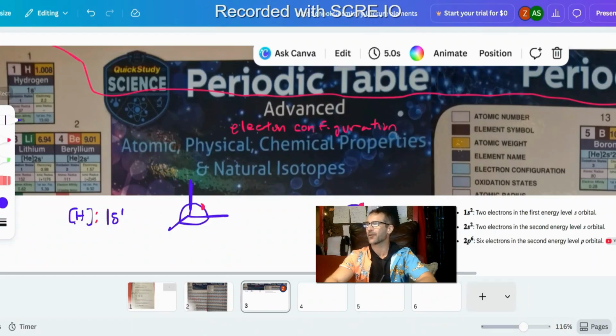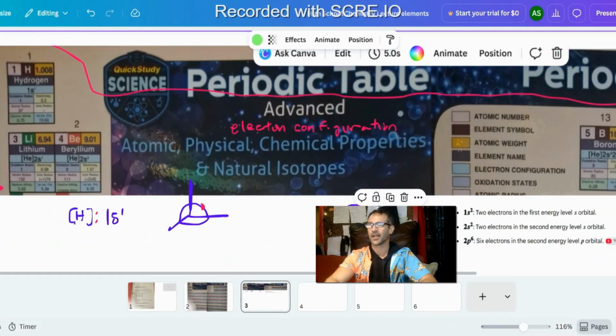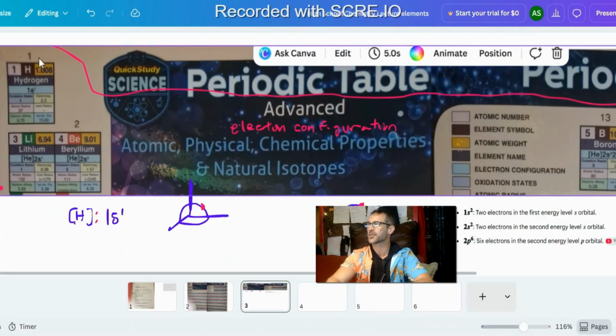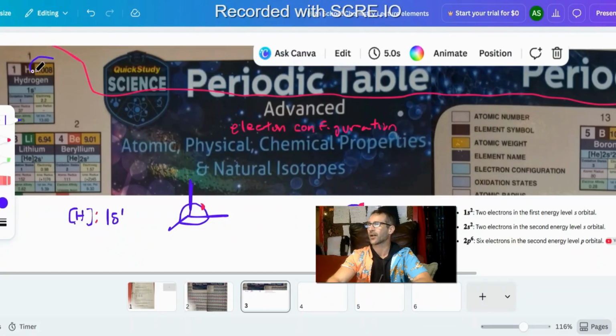But it actually doesn't have a neutron. Just looking at the periodic table, I can tell that because the atomic mass is 1. And I'll get to that at some point in another lecture. And your atomic number is 1, which means you only have one proton. If it had a neutron, you'd have 2. But the point is electron configuration.